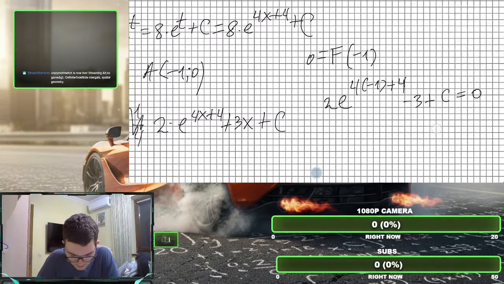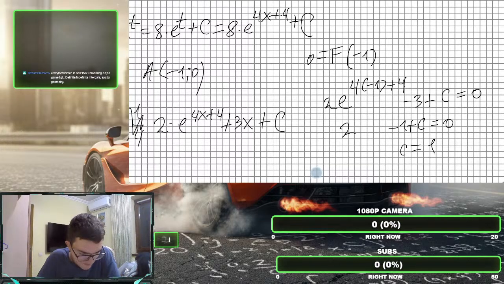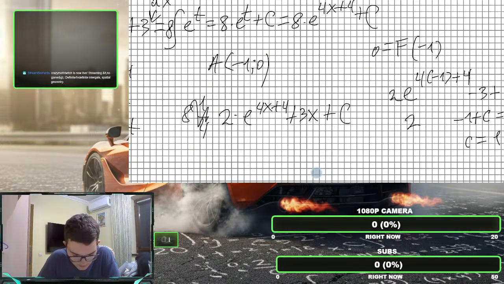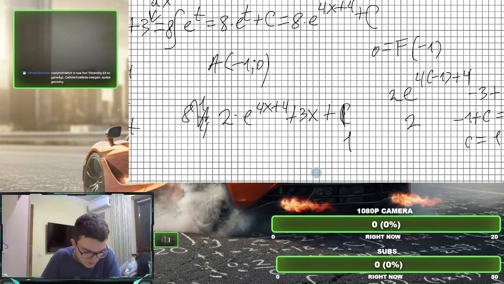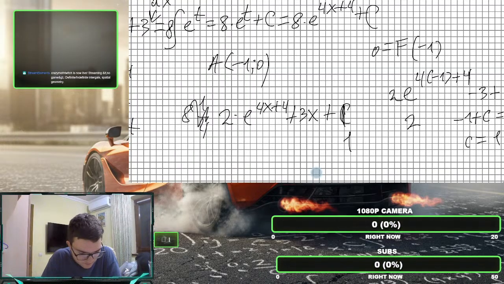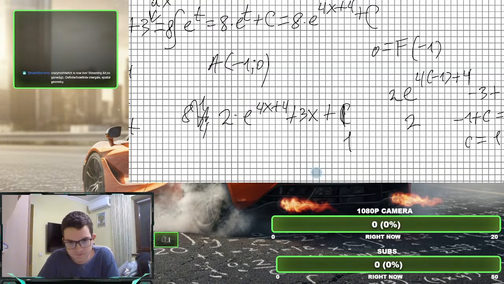So there it's minus 4 plus 4, so the power of 0. e to the power of 0 is 1, so we have 2. So minus 3, that's just minus 1, plus c equals 0, so c essentially equals 1. And the final solution, instead of c, you just put 1. This is how you do it correctly, essentially.